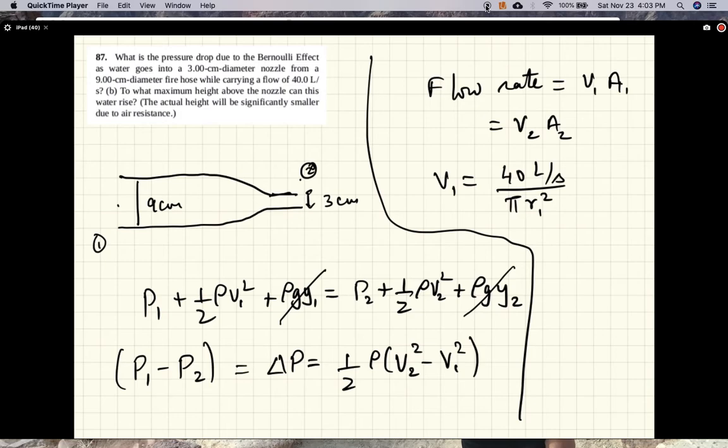Now if you shoot the water at that speed, the water is coming out at 56 meters per second. By the way, 10 meters per second is 25 miles an hour, so it's coming out at roughly 125 miles an hour. To what maximum height above the nozzle can this water rise? So if you were pointing the nozzle up, what height can it rise to is the question.